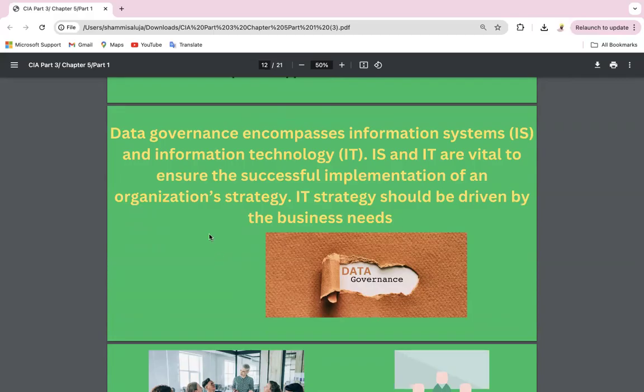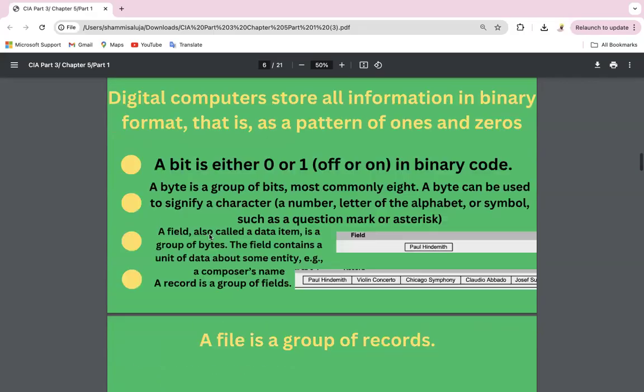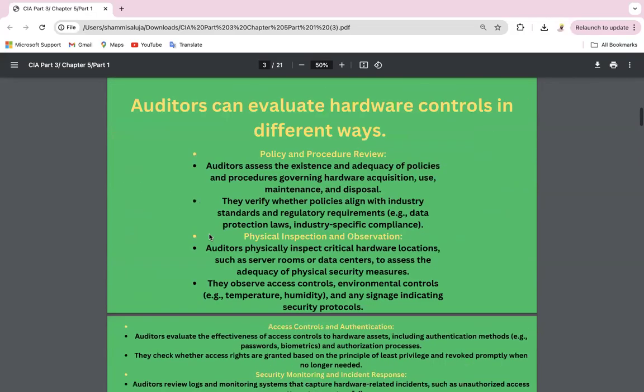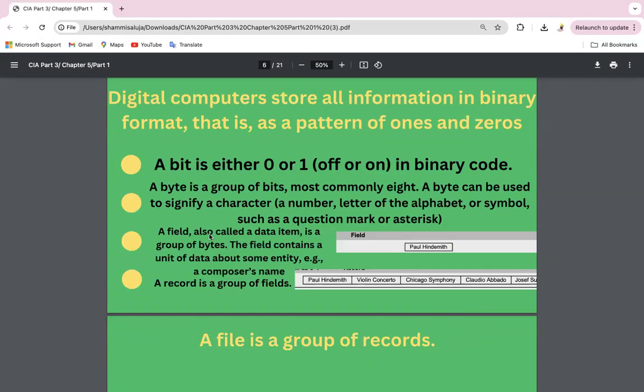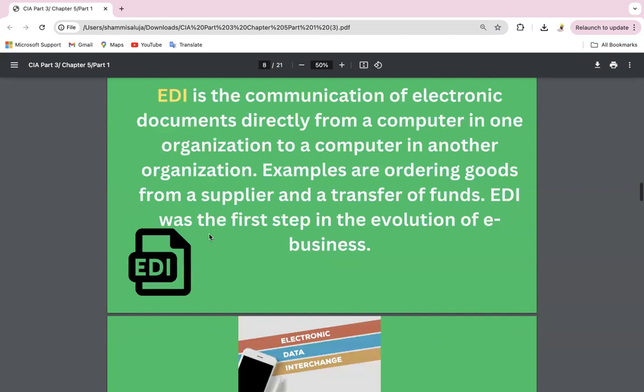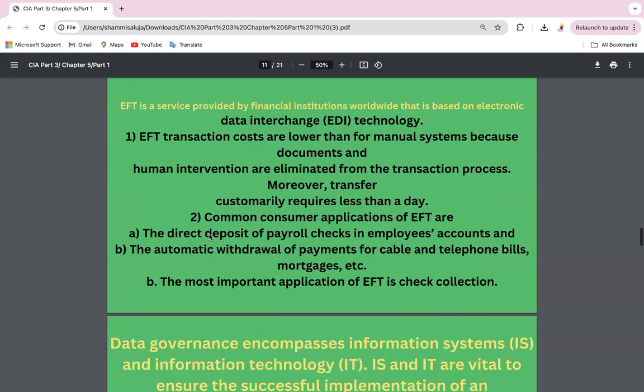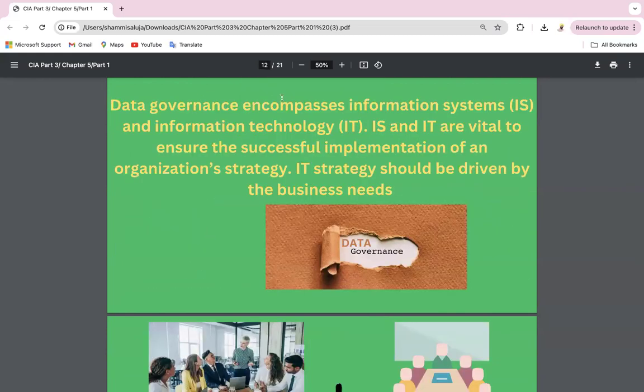We have discussed so far workstation, how they are important from the perspective of an auditor, then how he can interview certain persons in the organization, then field, record, and file, which are dependent on bits and bytes, then EDI and EFT. Now let's proceed further. Data governance. It basically focuses on the information system and information technology.